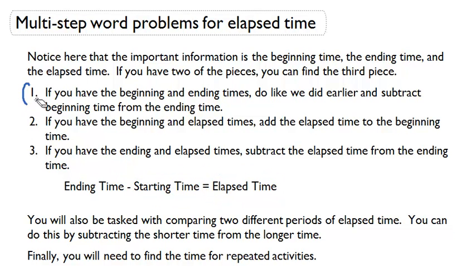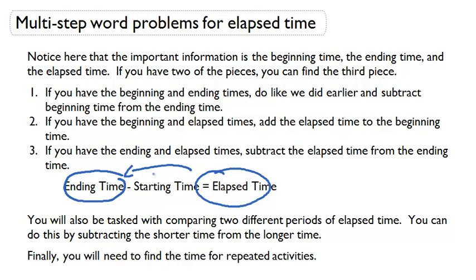Now, what about finding starting time? If you have the ending time and the elapsed time, what you can do is subtract your elapsed time from the ending time, and you'll get your starting time.